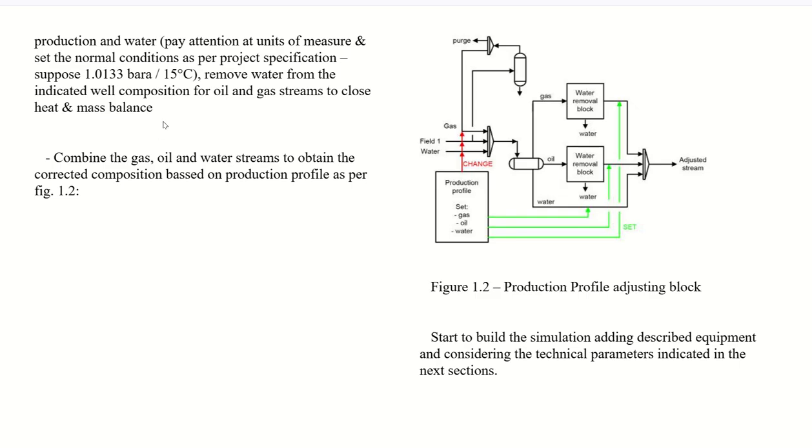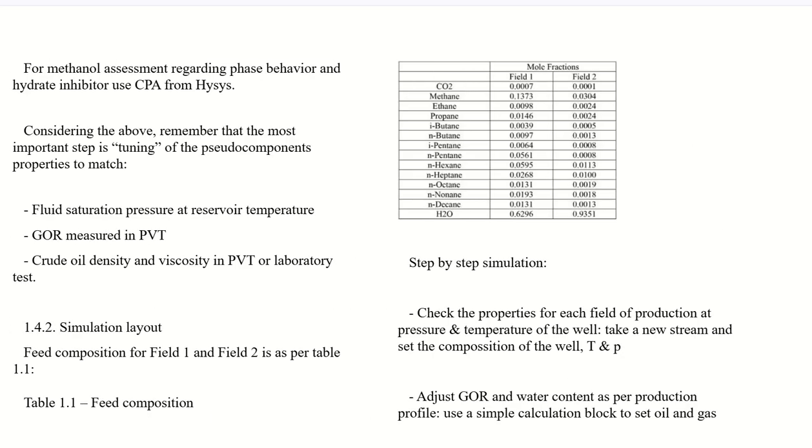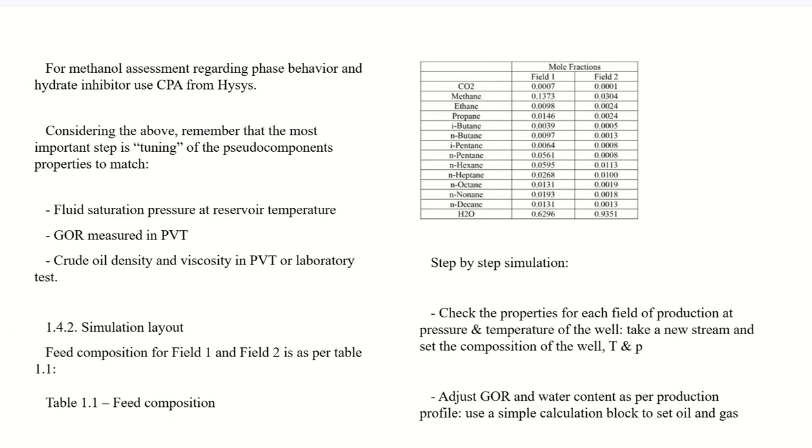Set the normal condition as per project specification, like 1 bar and 15 degrees C. This is the standard condition. Remove water from the indicated well composition for the oil and gas stream to close the heat and mass balance. So basically, it's talking that in HYSYS we can create components, and mostly the Peng convention should be done. You can specify the standard condition at 1 bar and 15 degrees C, and then GOR is adjusted through setting up a set and oil block and to set an oil and gas production profile. GOR is gas to oil ratio, and this is quite critical when we simulate the inlet feed.